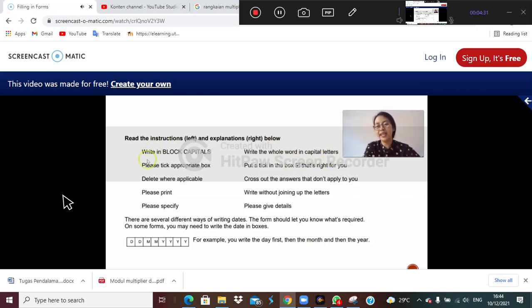Then the next, please tick appropriate box. What does that mean? You just put a tick in the box that is right for you, or that is proper, suitable, with your condition. So tick the box that is right for you.